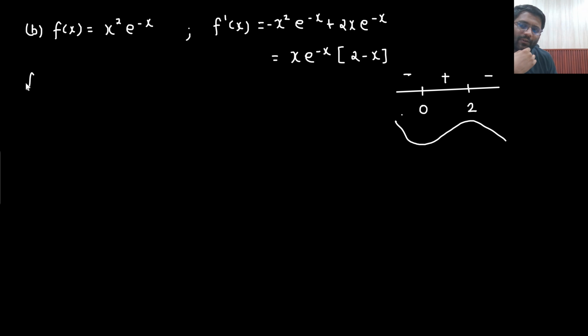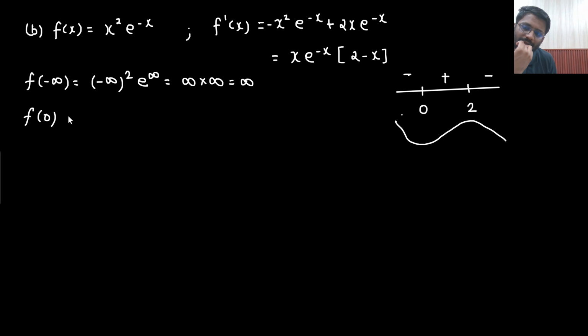What is the value of f of minus infinity? You put minus infinity square here, e to the power minus infinity, that will be minus infinity we are putting, no? So minus infinity and minus infinity will become plus infinity. This is infinity into infinity will be infinity only. What will be f of 0? So 0 square will be 0, e to the power minus 0, 0 into 1 will be 0.